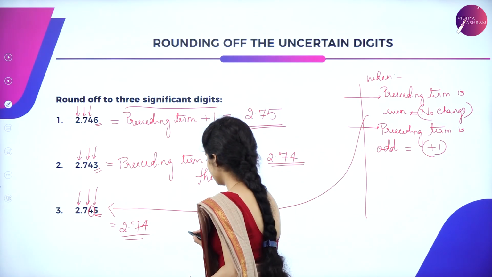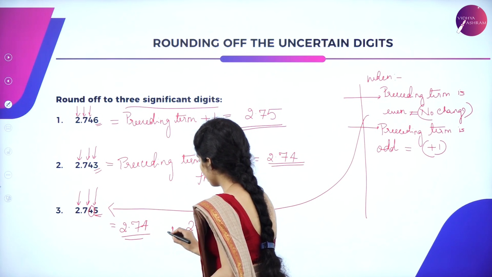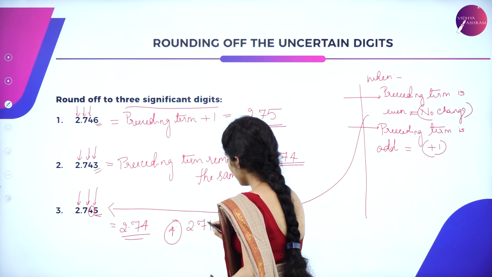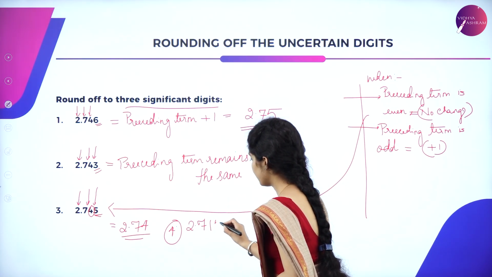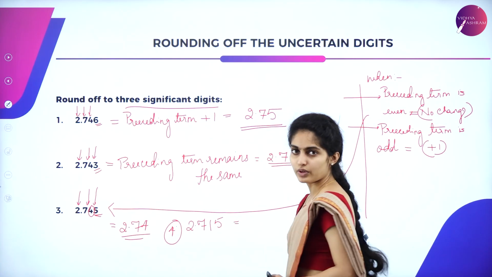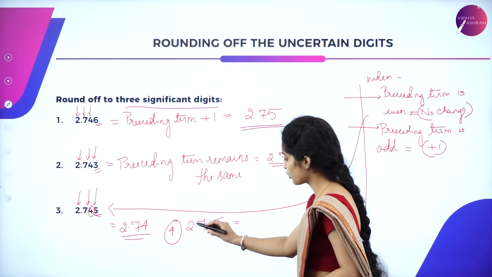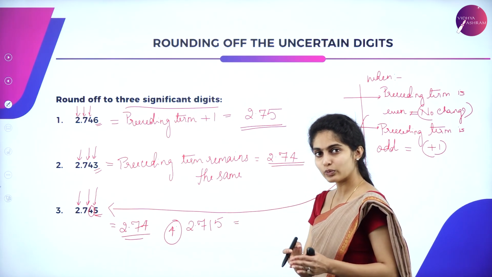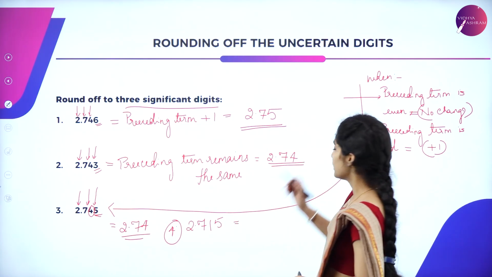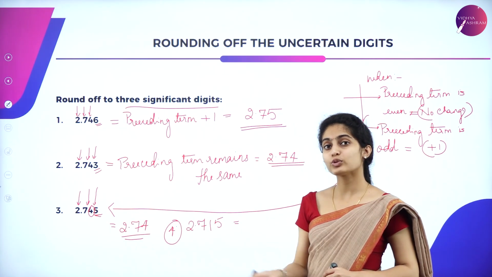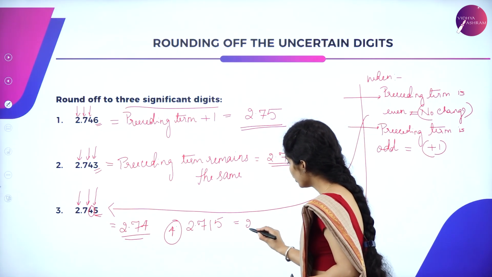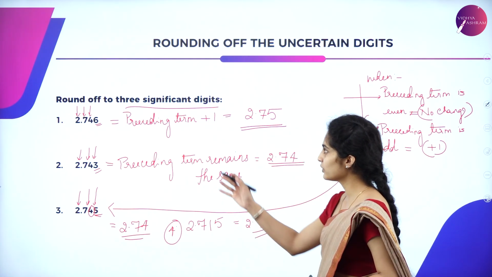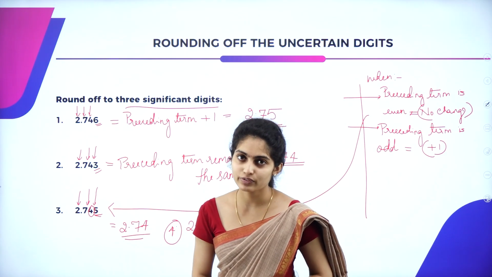Suppose the fourth question is 2.715. Then your answer should be like this: since you have 3 decimal places and 5 is the standard number and it is in between, what are we supposed to do? The preceding term is odd, so you have to raise it by 1. So instead of 2.71 it will be 2.72. This is how you go on with the rounding of the digits.